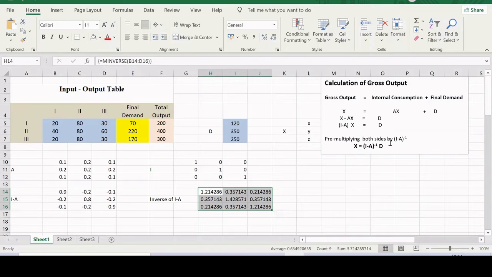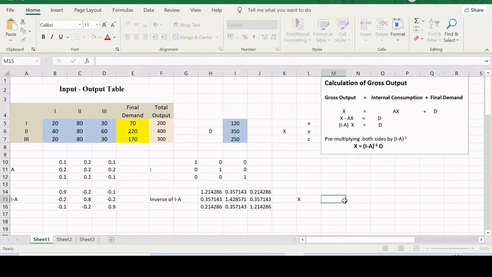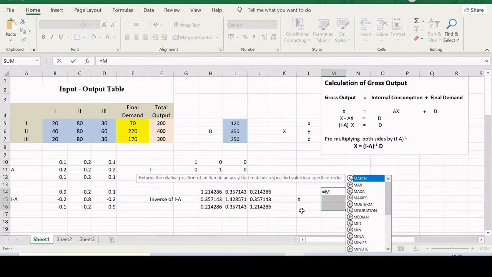Now we have matrix D also, we have the inverse of I minus A also. So we can easily get matrix X by simply multiplying the inverse of I minus A with matrix D. After multiplying these two, we know that the order of the resulting matrix will be 3 by 1. So after selecting the range for a matrix of the same order, for multiplication also we have a function in Excel, and that function is called MMULT.